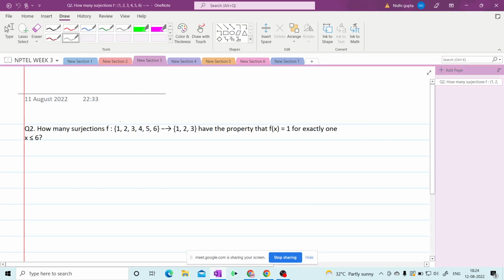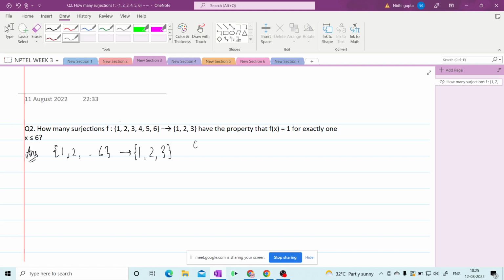Now the second question is, we want to find the number of surjections from the set 1, 2, 3, 4, 5, 6 to 1, 2, 3. So what all do we need? We need a surjection, plus we also need that 1 should have exactly one pre-image.